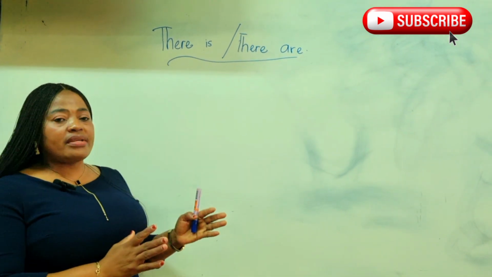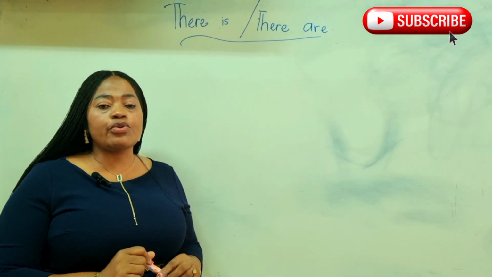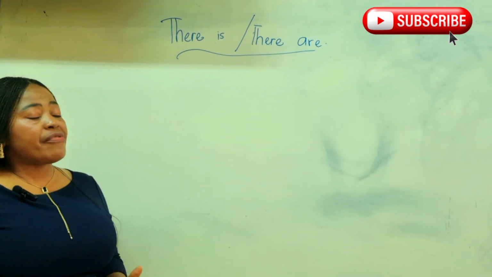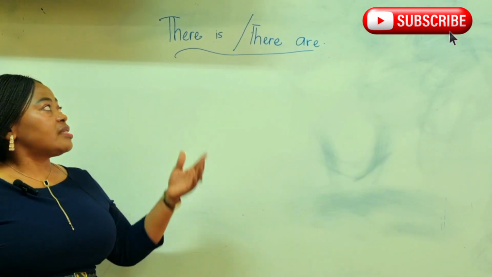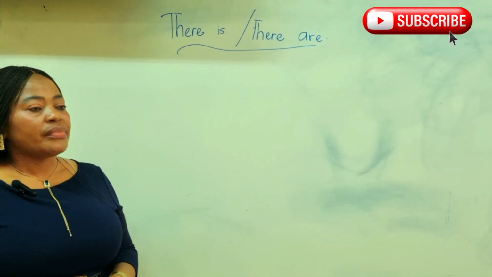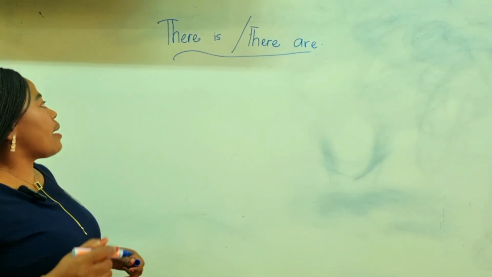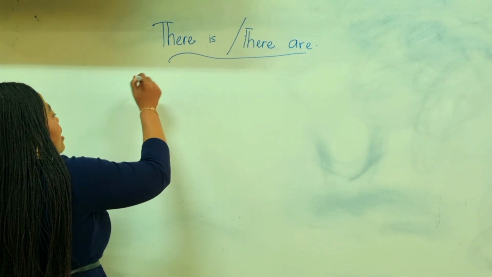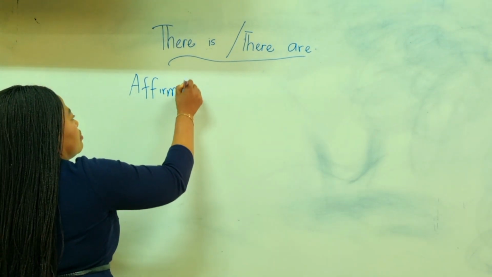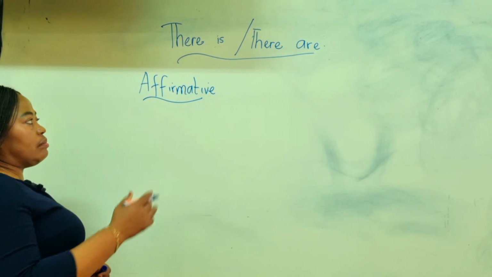Now when we talk about there is, we talk about a single thing, singular. In English, we call it singular. So there is refers to singular, while there are refers to plural, more than one. Singular is only one, while plural is more than one. Now, if we want to talk about the affirmative form of there is, we start with examples.